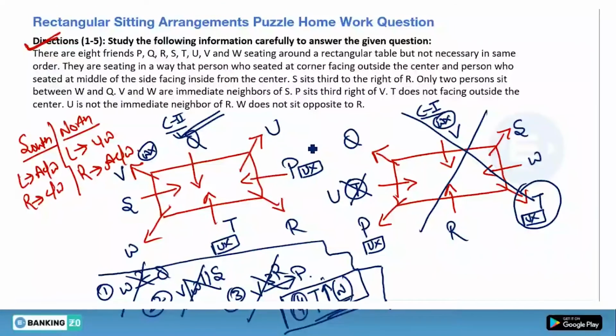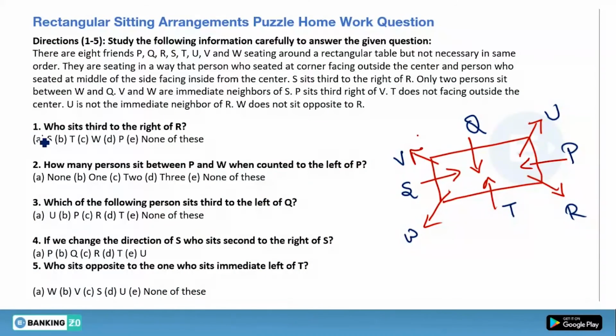Now let's solve the questions. Question number 1, who sits third to the right of R? R is facing outside and right is in clockwise direction, so 1, 2 and 3, the correct answer is S. Next, how many persons sit between P and W when counted to the left of P? P is here, W is here, P is facing inside, the left is in clockwise direction, so 1 and 2, two persons are sitting. Option number C is correct.